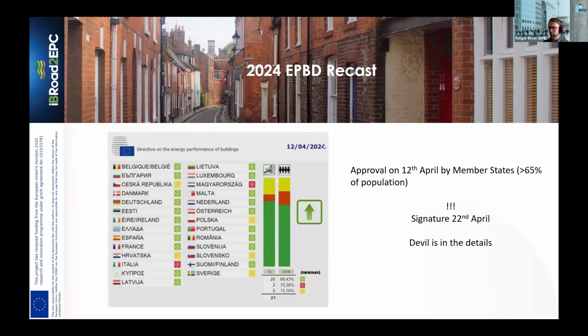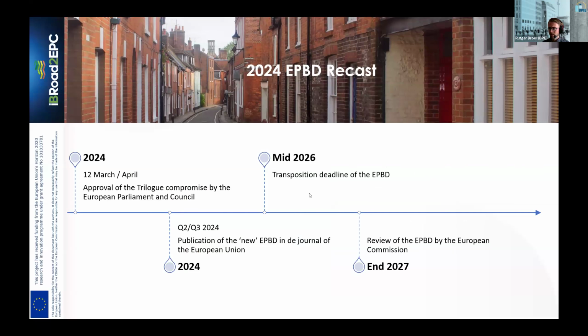The EPBD recast has very recently been approved by the European Council, and before that in March by the European Parliament, which means that the EPBD recast will be included in the Official Journal around the summer, and then member states will have 2 years' time to implement this directive. So around mid-2026, all member states should have transposed the EPBD, and around 2027, a new revision cycle will start. That means that in the coming 2 years, member states will have to work on the contents of this EPBD directive.